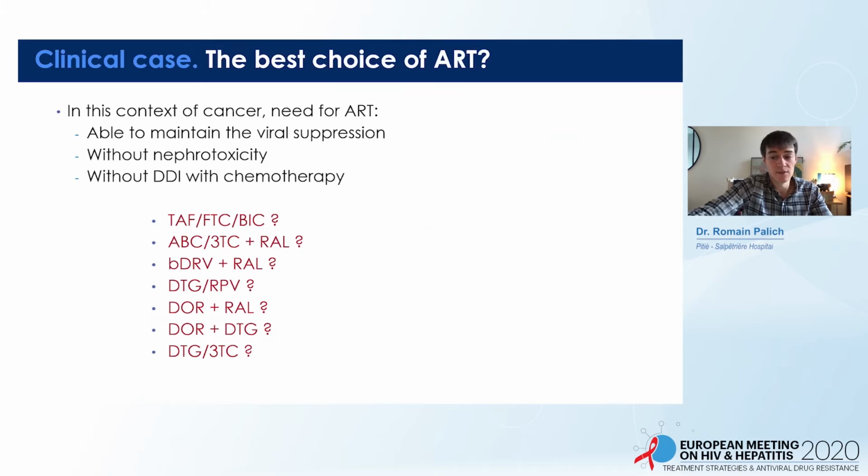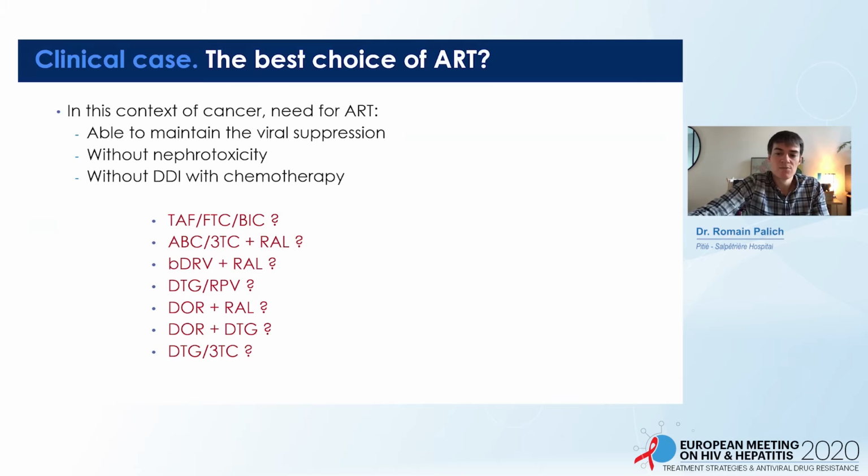So what can we do for this patient? In this context, we need ART able to maintain the viral suppression, of course, without nephrotoxicity and without drug-drug interaction with chemotherapy. So can we give taf-FTC bictegravir, abacavir 3TC plus raltegravir, boosted darunavir plus raltegravir, dolutegravir rilpivirine, dolutegravir raltegravir, or dolutegravir plus lamivudine?